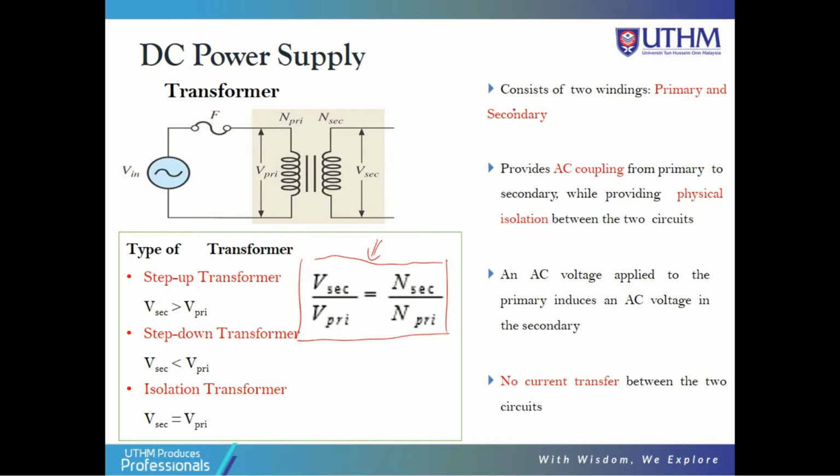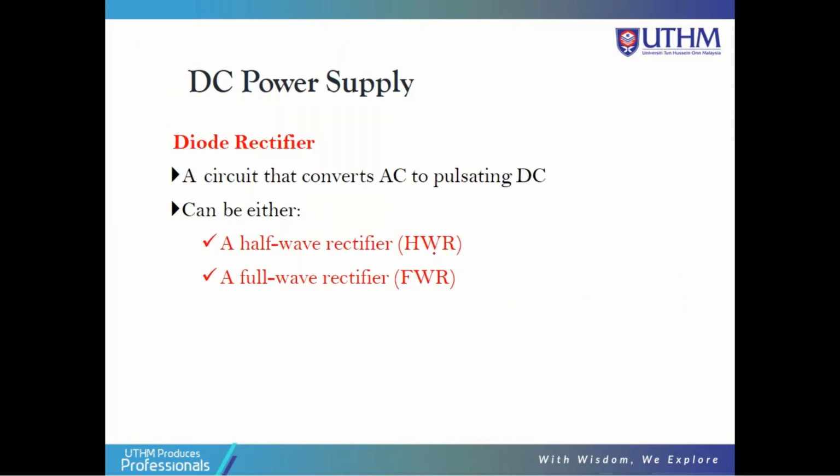Transformer consists of two winding, primary and secondary. Provide AC coupling from primary to secondary while providing physical isolation between the two circuits. And AC voltage applied to the primary induce an AC voltage in the secondary. No current transfer between the two circuits. It just step up ataupun step down the voltage. Okay, then rectifier. Tadi tu transformer.